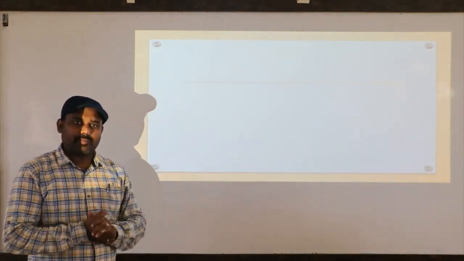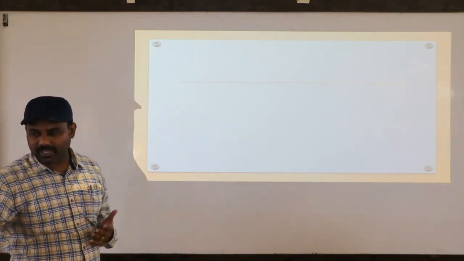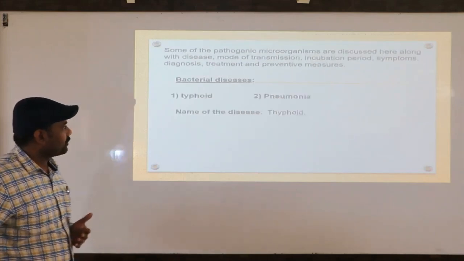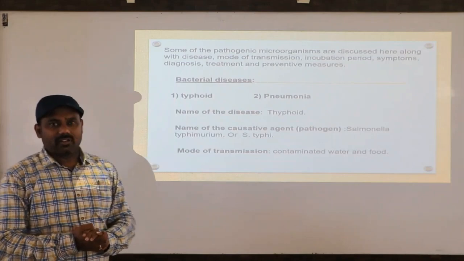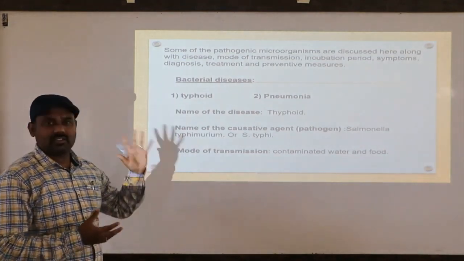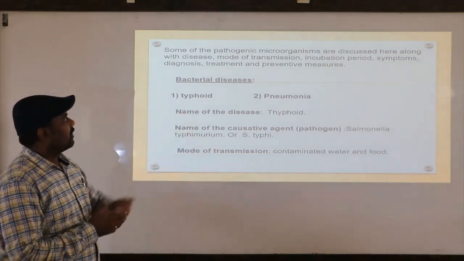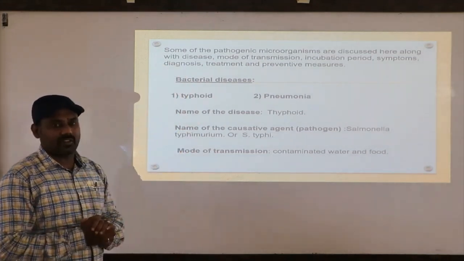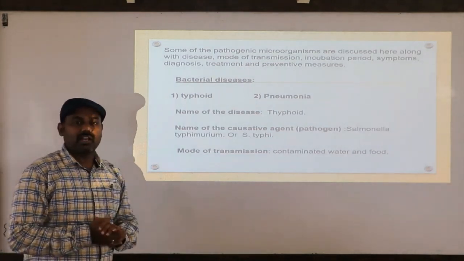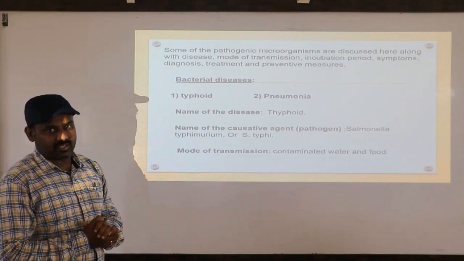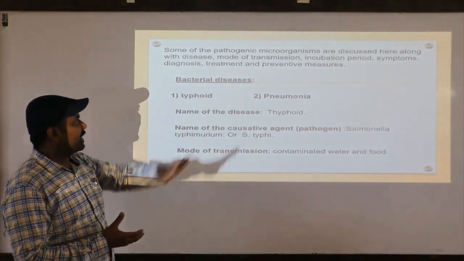So in the previous class we were discussing some slides. We'll quickly revise those slides. Some of the pathogenic bacteria or viruses, protozoans, helminths, whatever it may be. In that we were discussing diseases, mode of transmission, incubation period, symptoms, diagnosis, treatment, and their preventive measures. In the last class, we mainly discussed bacterial diseases.